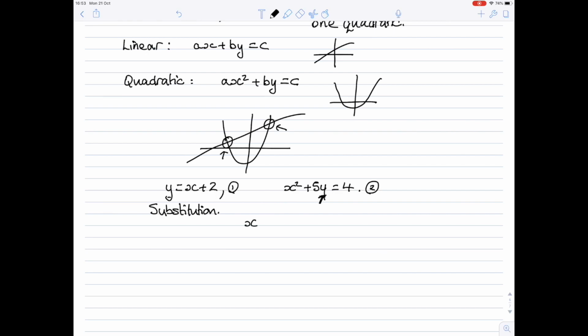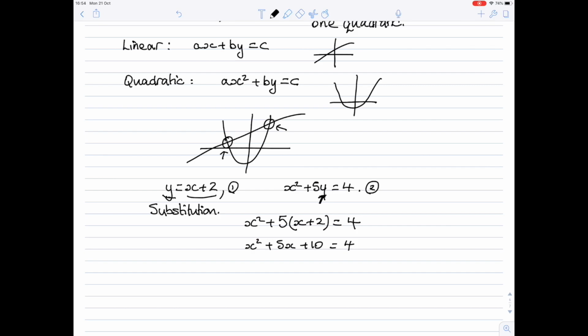So I will have x squared plus 5 lots of y, and in equation 1 I know that y is equal to x plus 2. So instead of y I'm going to write x plus 2. And looking back at equation 2, I know that's got to be equal to 4. So by that substitution, I've achieved one equation, all just in the one unknown, x. So to solve this, I'm going to multiply out the bracket: x squared plus 5x plus 10 equals 4.